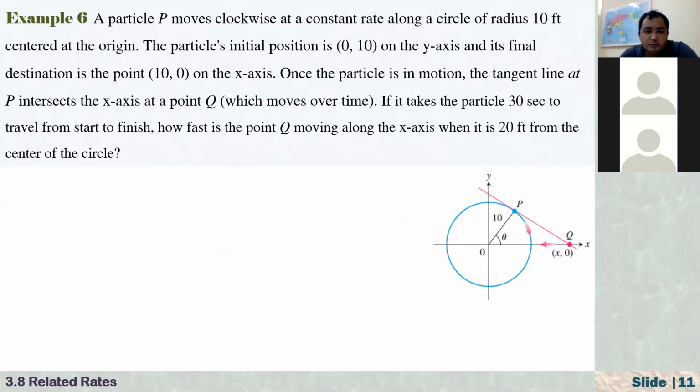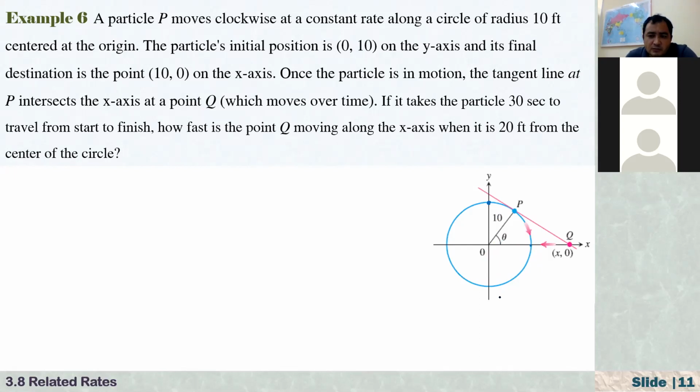A particle P moves clockwise. Now we have clockwise and anti-clockwise, but here it moves clockwise at a constant rate along a circle of radius 10 feet centered at the origin. So actually here we are given a circle and the point is on the circle. It is moving in anti-clockwise direction, okay, along this circle. Okay, that's the first part of the sentence. The particle's initial position is 0, 10. And 0, 10 is here, right? Initial position is here, on the y-axis, and its final destination is the point 10, 0. So final destination is here. When it just reaches the x-axis, it stops moving.